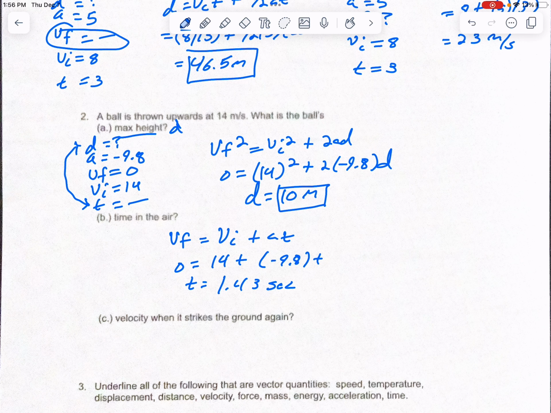C, what is the velocity when it strikes the ground again? So remember, whatever velocity it has going up, in this case it was 14, is going to be the exact same when it comes down, it's just negative. So that would be your answer right there: negative 14 meters per second.